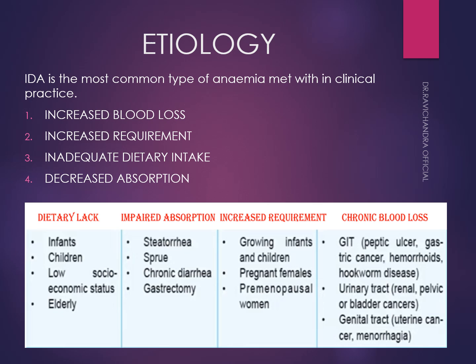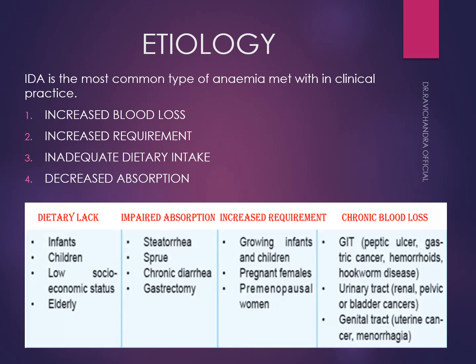Chronic blood loss causes iron deficiency because of GIT problems like peptic ulcer, gastric cancers, hemorrhoids, hookworm disease, or renal, pelvic, or bladder cancers, or sometimes in females, uterine cancers and menorrhagia will cause chronic blood loss, thereby causing a decrease in iron, thereby resulting in iron deficiency anemia.